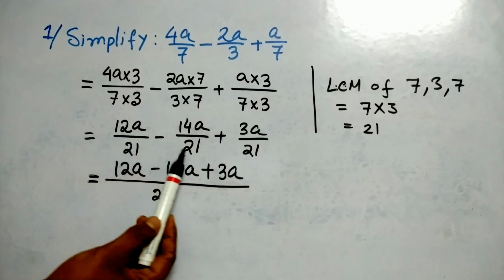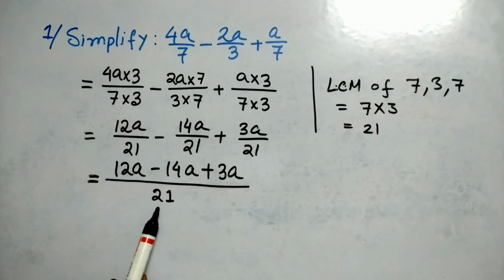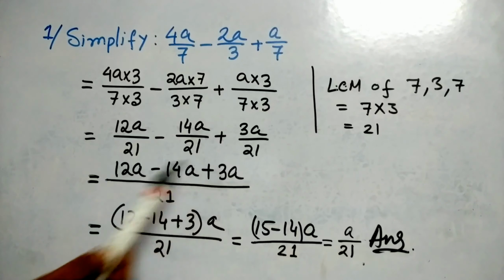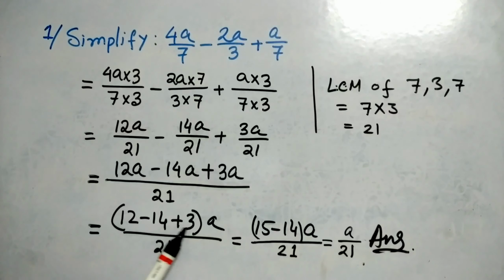Since all the denominators are equal, that is 21, we can write all the numerators with their signs in a row just above it. Taking a as common, we have written the coefficients in a bracket, and on simplifying this we have got this, and this is nothing but a/21, and it is the answer.